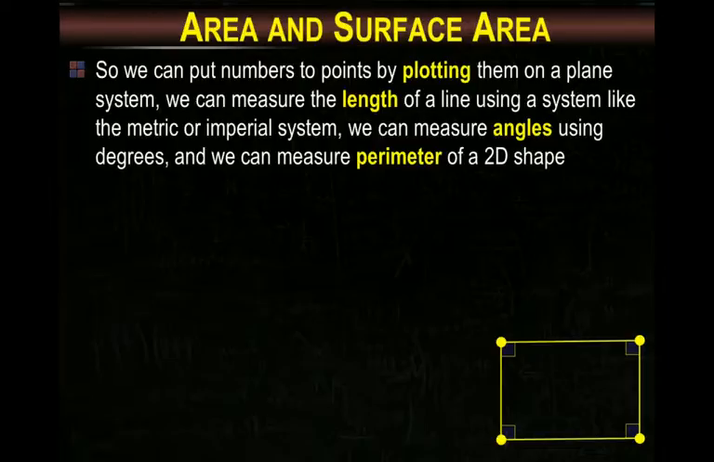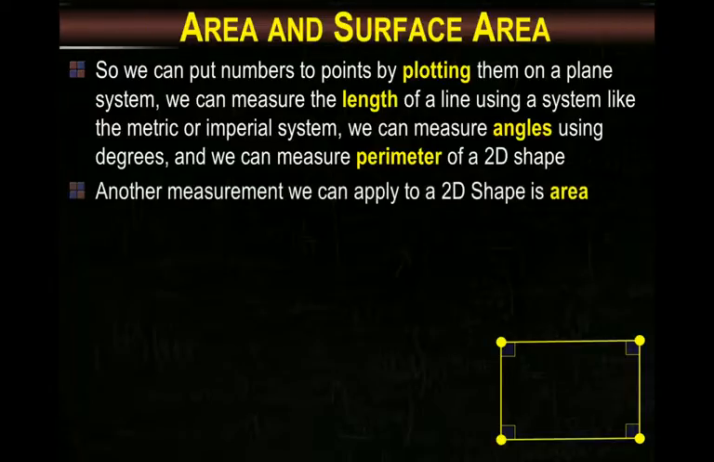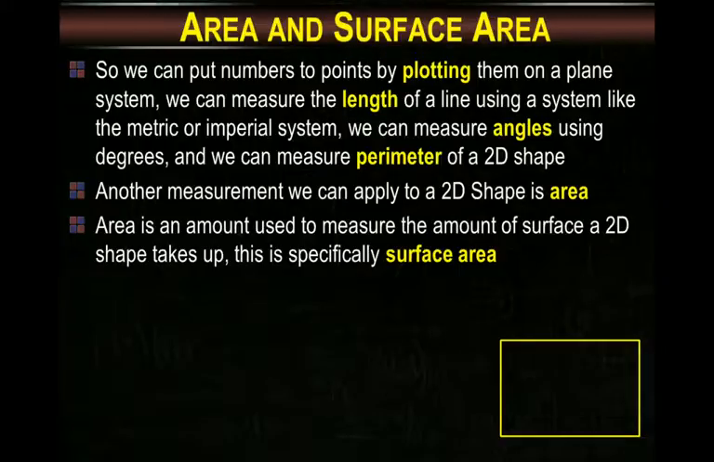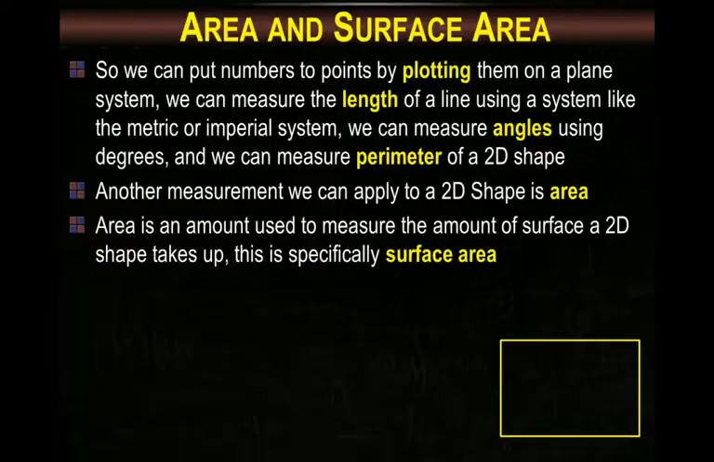So if we measure the length of a line, okay, we measure the angles, we measure the perimeter, we know about that, okay? But another measurement we can make is the area. Now, area is important because it's basically how much area, how much space does this shape take up? How much space does it occupy for the whole shape? And this is called the surface area.